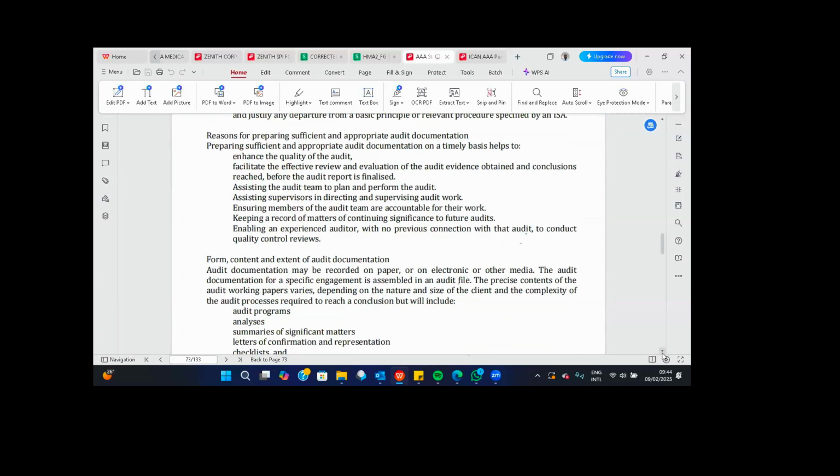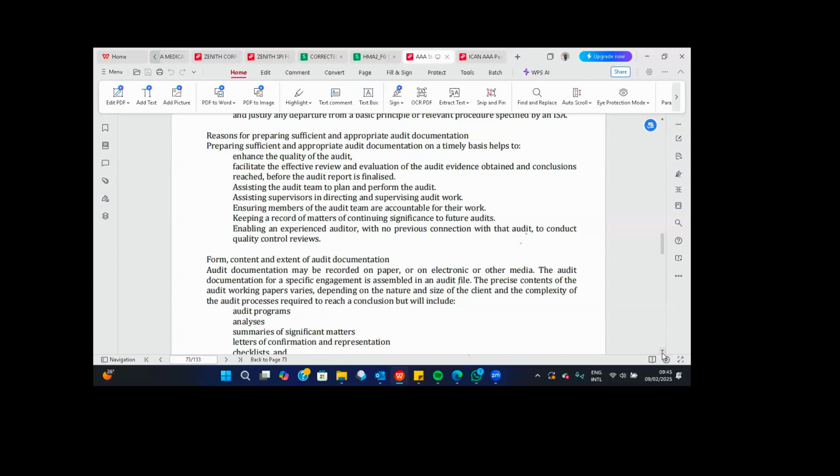Okay. Now, when you prepare a good audit documentation, what it does is that it helps the auditor in the following areas. One, it enhances the quality of the audit. Two, it facilitates the effective review and evaluation of the audit evidence obtained and conclusions reached before the audit report is finalized. That's self-explanatory. Three, it assists the audit team to plan and perform the audit work. Four, it assists supervisors in directing and supervising the audit work. So with the documentation, you're able to know where to go and how you are going to share the responsibilities.